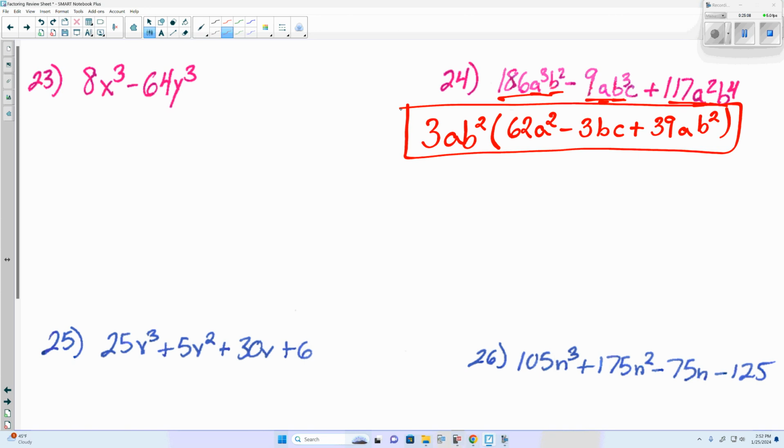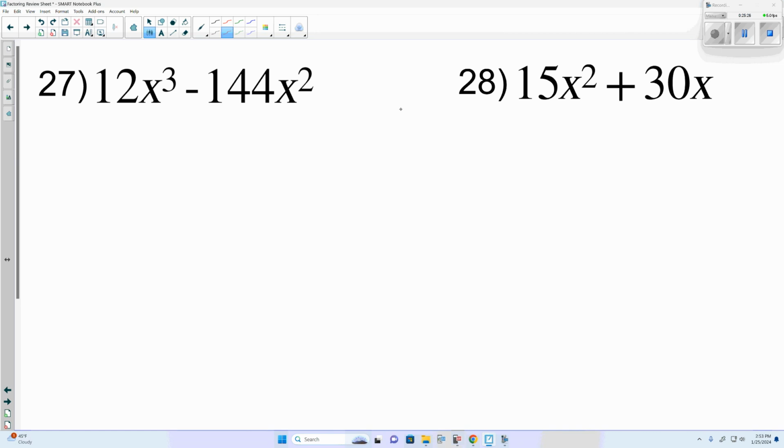Questions on this here? Questions on anything we've done so far? We ready for 25 and 26? Well, they're not on the test. Nope. There's not a single one for factoring by grouping on the test.